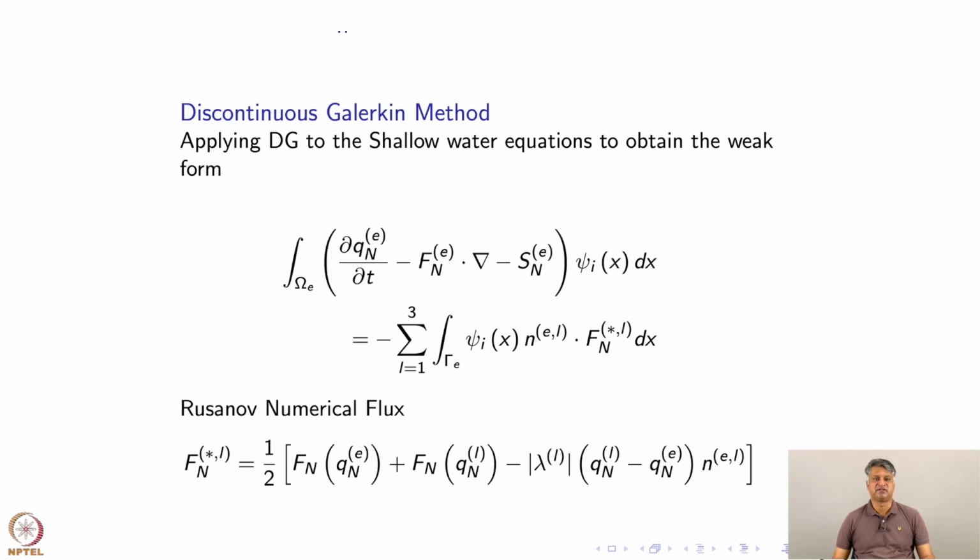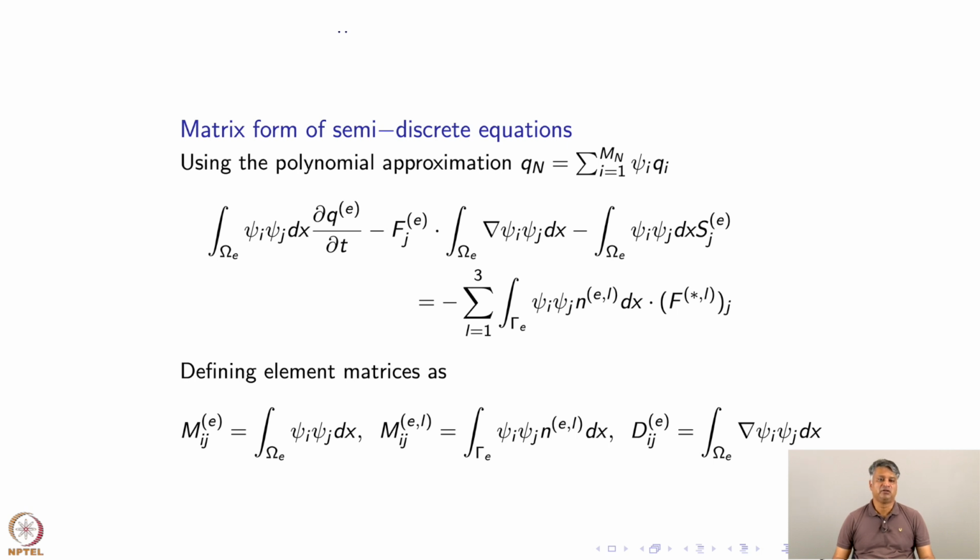Now, when we apply the discontinuous Galerkin method to the shallow water equations, we then obtain the weak form. We then have something called the numerical flux, or the Riemann solver, to communicate between the different elements, and in this case we choose the Rusanov numerical flux. We then construct the matrix form of these semi-discrete equations. This is the most important part because this is where we are converting the PDEs into a set of algebraic equations. So we define each of these element matrices on an element by element basis, based on the mathematics shown over here.